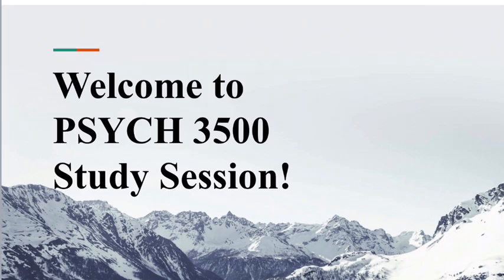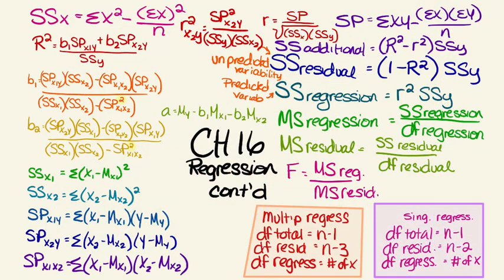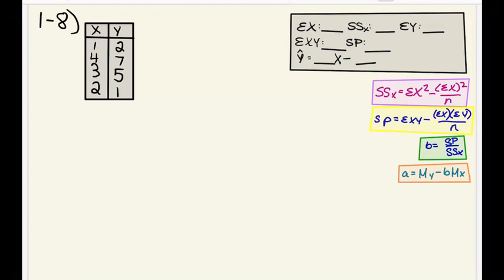Today we're going to be going over some Chapter 16 example problems and looking at linear equations and regression. Our first problem provides us with a raw data table, and we are asked to find the regression equation for predicting y from x. The first element that we'll need to find our regression equation is the sum of x.